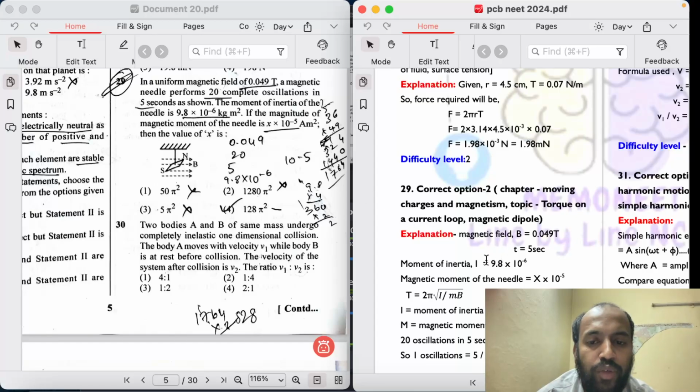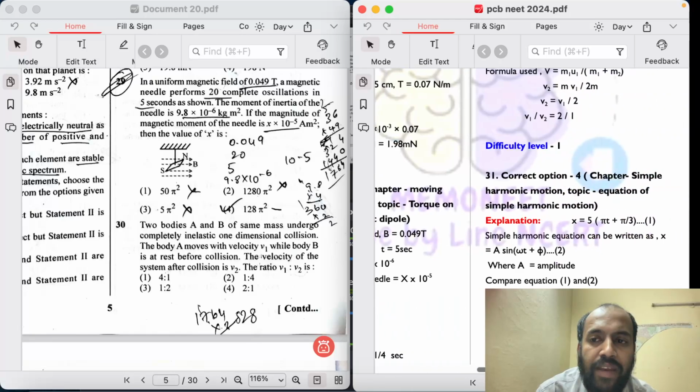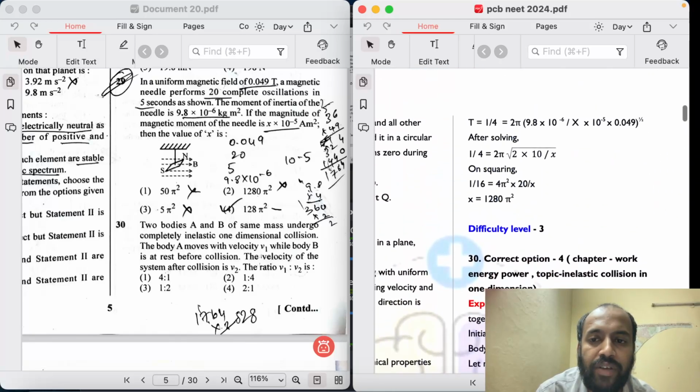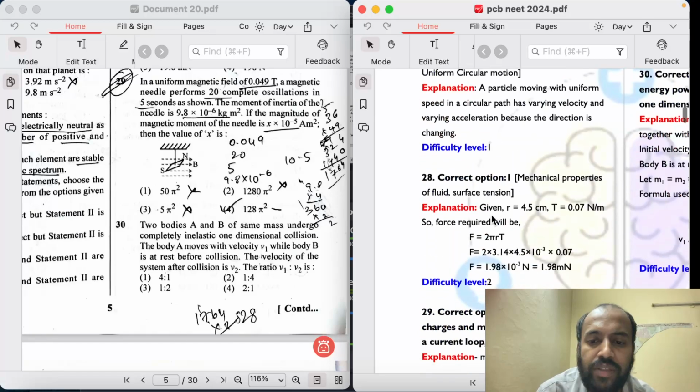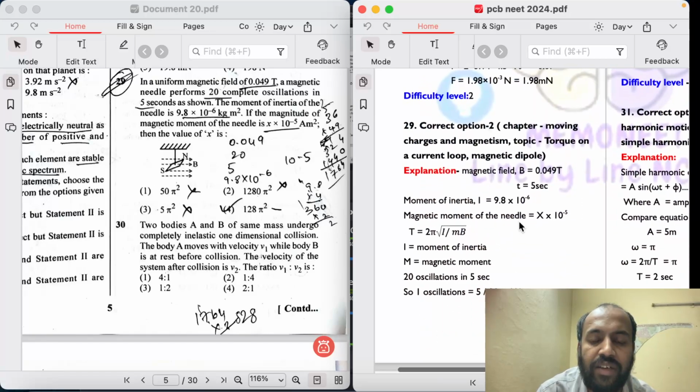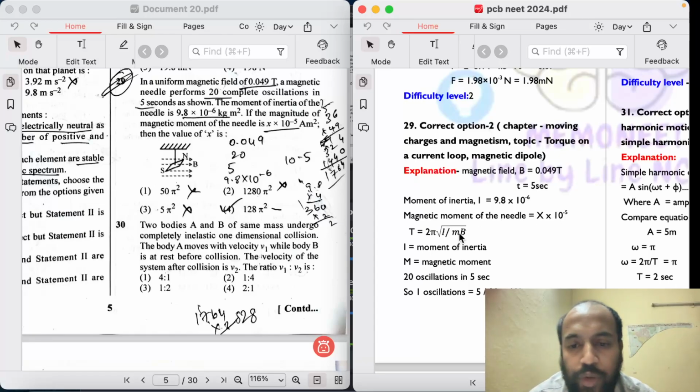Here we are going to use the direct formula of time period for our needle placed in a magnetic field: T is equal to 2 pi root over I by mB. You can change the formula and write it like this. Now if you look into this, you can do your simplifications here. T is equal to 2 pi root over I by mB. I'm interested to find out m, the magnetic moment of the needle, which is given to be x into 10 to the power minus 5. So you can replace all the values.